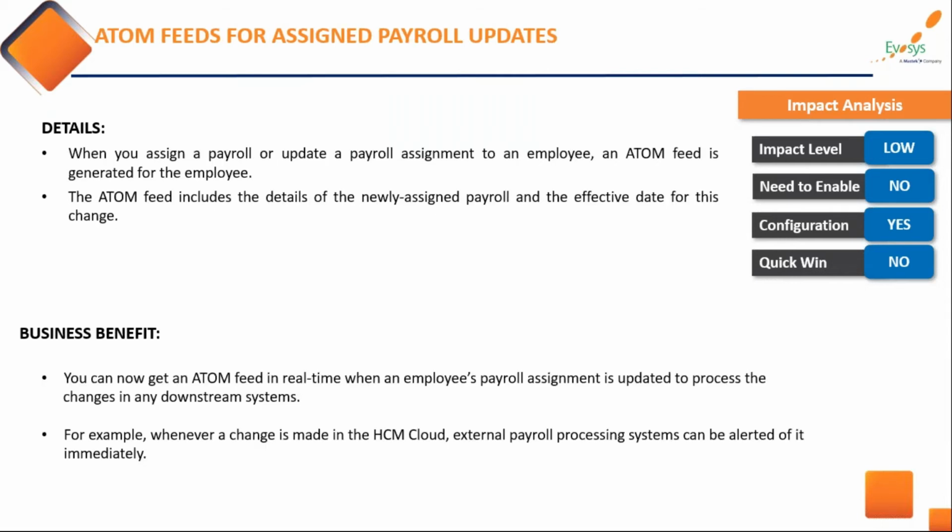Okay, this is an atom feed. What the atom feed basically tells you is that you have the data in real time. This is more beneficial for customers who have HCM cloud and sometimes an external payroll processing system. If you make any change, assign a payroll, or update the payroll assignment for an employee, it is immediately uploaded in real time to the downstream systems. So it's a lot more useful for people who don't have Fusion payroll but have global HR.